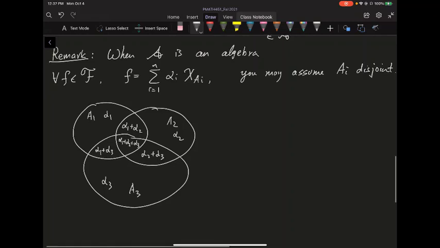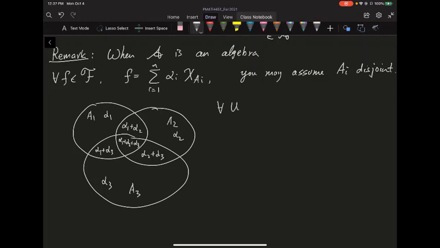And because A is an algebra, each of these intersections is in fact in A, and you can take their set differences, that's also in A, and you can break this summation of alpha i chi of A i into the characteristic functions of their intersections. Okay, and that way you can make them disjoint. So more rigorously, what you can do is the following. It's one of my favorite tricks actually.